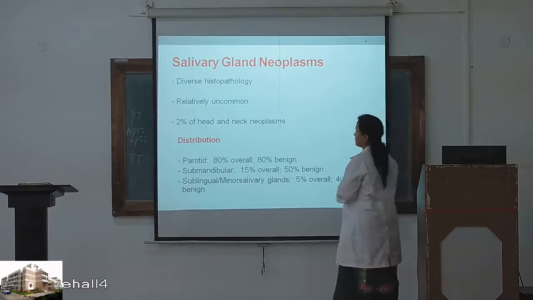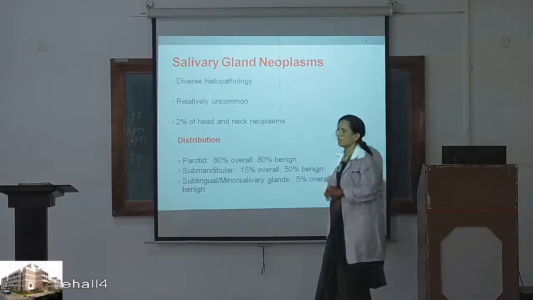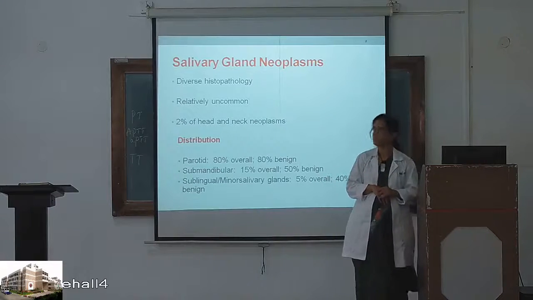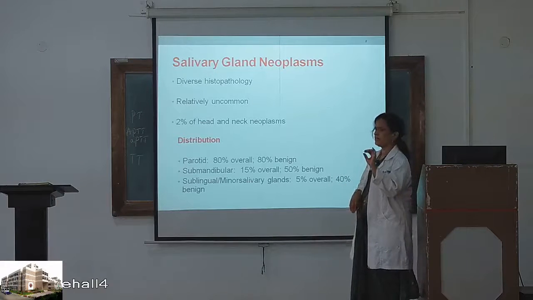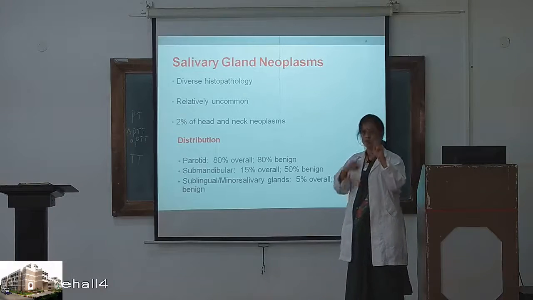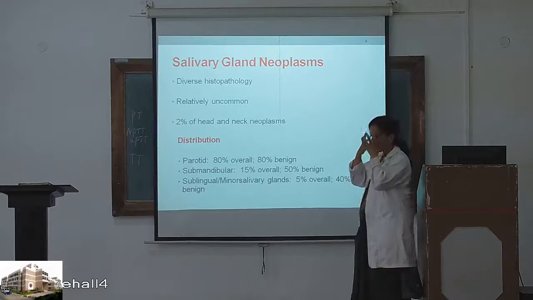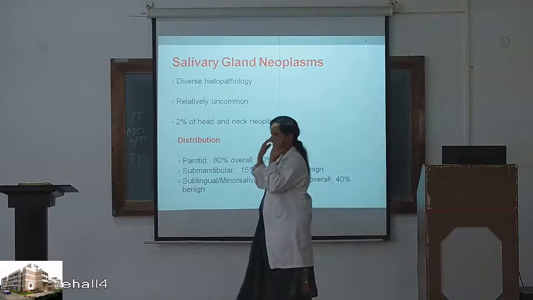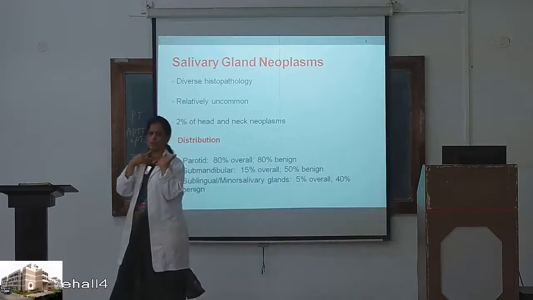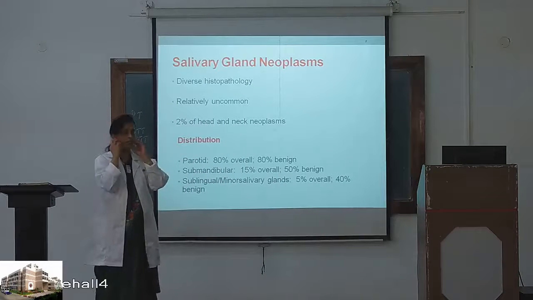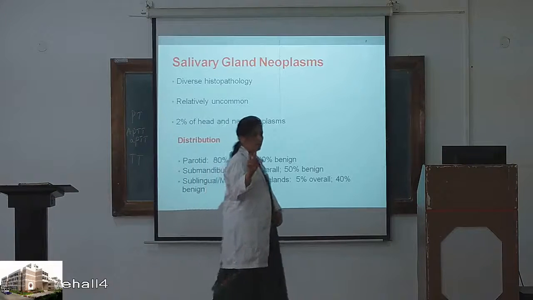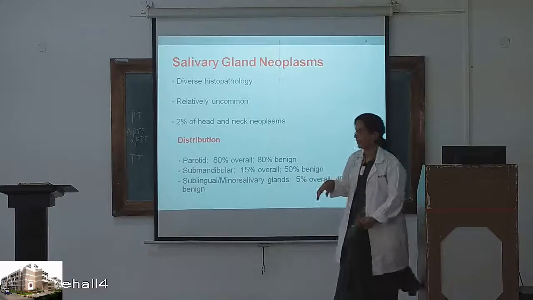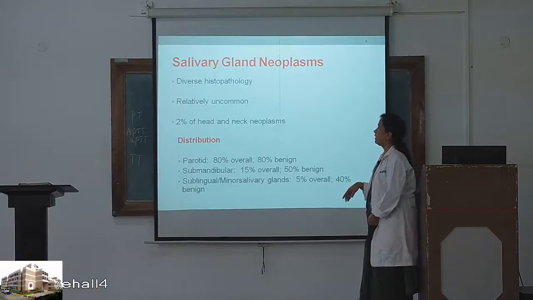Okay? So, salivary gland neoplasms have a diverse histopathology. They're relatively uncommon. So, they just constitute 2% of head and neck tumors. There's so many tumors that occur in the head and the neck. So, if we put together all of them, then the lesions that occur, the tumors that occur in the salivary glands, constitute only 2%, right, of the 100 tumors.